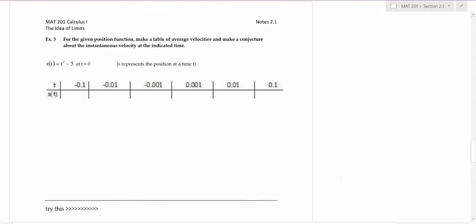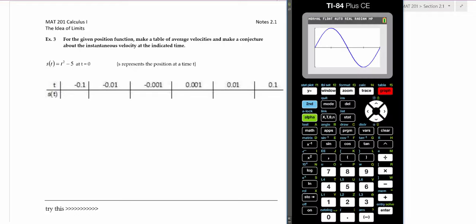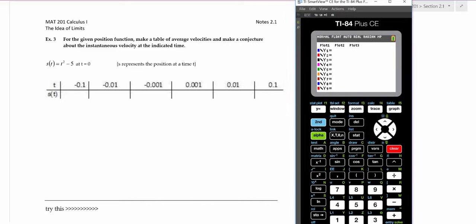Okay, so the next thing we're going to do is look at technology to help us with making a conjecture about instantaneous velocity. So I'm going to pull my calculator out because we're definitely going to need it to do this conjecturing. I'm going to clear everything off of my calculator, and we're just going to put in this function. We have a quadratic here that we're going to be plotting out. So that's going to be x squared, and then minus 5. Now that's going to be a quadratic that has been shifted down 5 units.